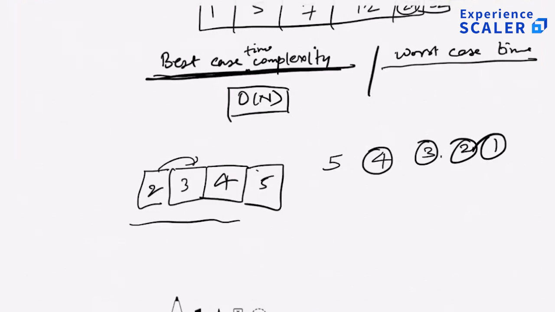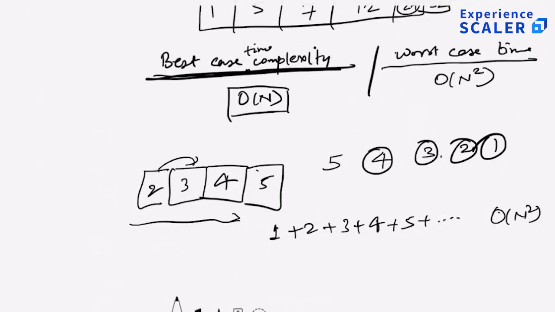This ends up taking, for the first number, 1 step. For the second number, 2 steps. For the third number, 3. And for the fourth number, 4 and 5 and 6 and so forth. So this becomes almost order of n square. So worst case, this might take order of n square when the numbers are sorted in decreasing order.